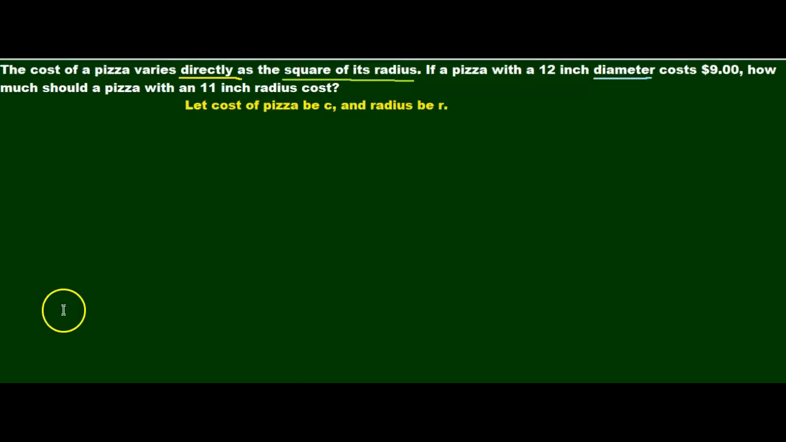First things first, let's specify our variables. Here we're given the cost and the radius. So let the cost of pizza be C and the radius be R. The cost varies directly. It's a direct variation, so we can say that C equals K R, but it's the square of the radius, so C equals K R squared.